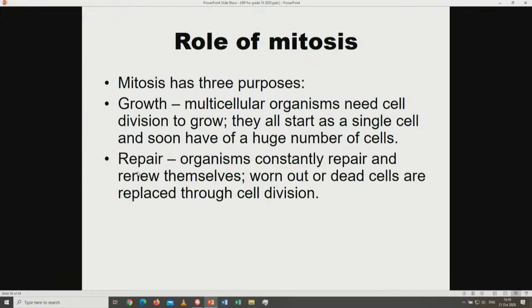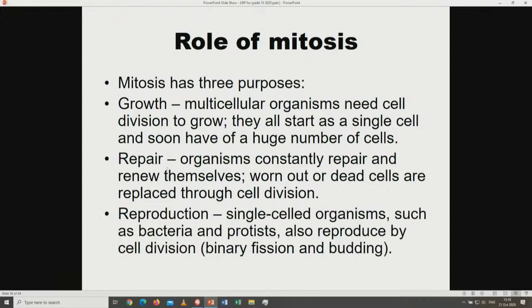Mitosis is also important in repair, as organisms constantly repair and renew themselves. Worn out or dead cells are replaced through cell division. And very important in reproduction, single cell organisms such as bacteria and protists also reproduce by cell division, binary division, and budding. So they require mitosis for reproduction.